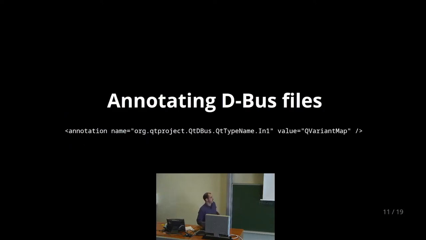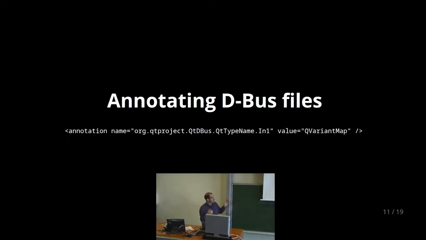Something that you will see at times is that Qt is sometimes picky when you're generating these interfaces. You will need to annotate the arguments for some of the parameters and tell them what type they are. This is for variant maps. Variant maps is what, in D-Bus and GLib type lingo, is an a{sv} thing, which is effectively a string to variant map, which we need to do like this.